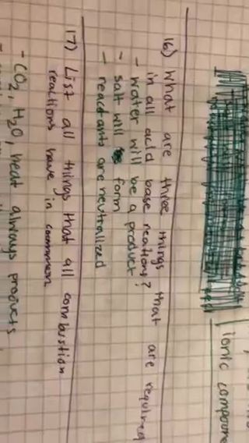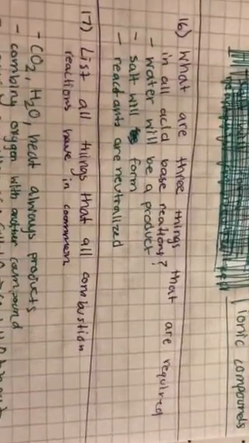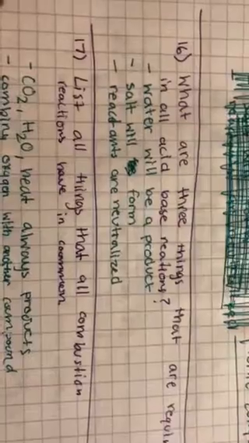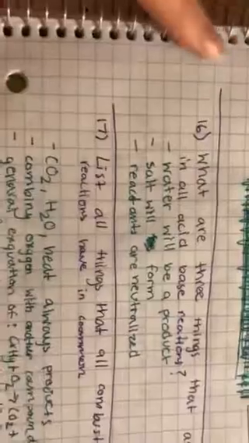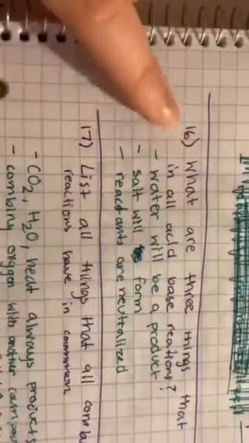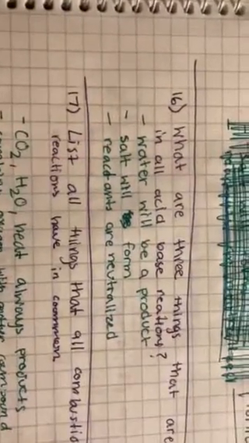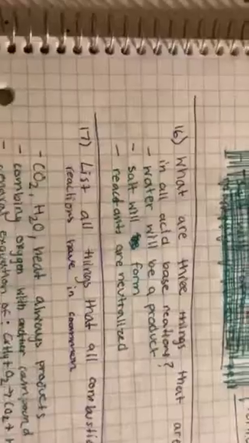It was late. 16. What are three things that are required in acid-base reactions? So water will be a product, salt will form, and reactants are neutralized. For this answer, you could basically just go in your notebook and look for some notes that you have written or recent videos we've watched about it. I don't have it on my word wall at the moment, so this is what I got.